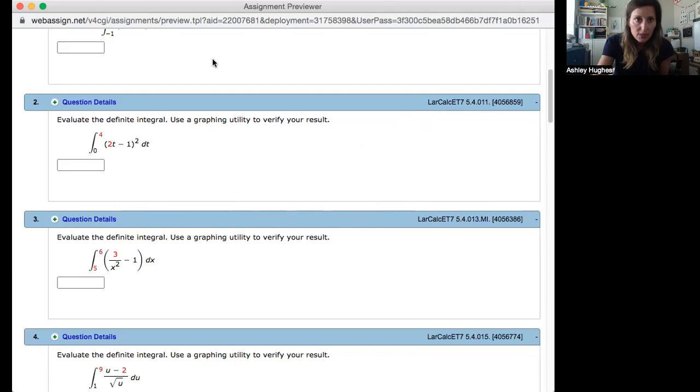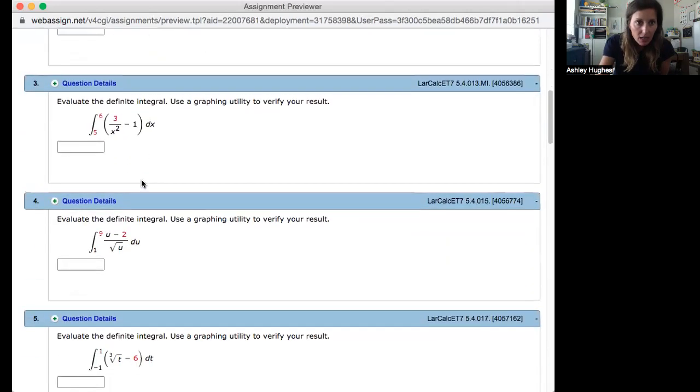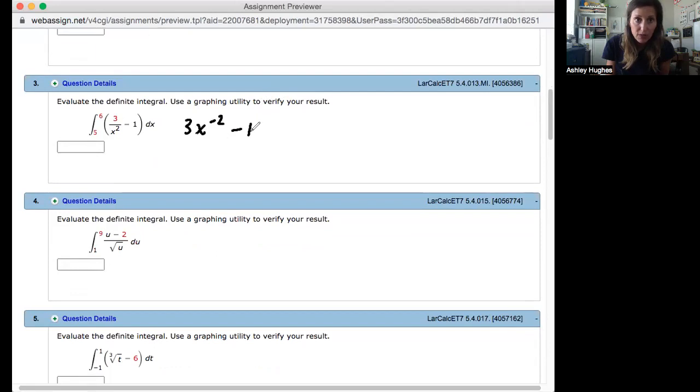All right, let's do this one. I'm just going to talk through a few of these; I won't do all of them. For this one, make sure you rewrite it: 3x to the negative 2 minus 1. When you take the antiderivative, you're adding 1, and there's no shame in writing that down to help you remember what you're doing. 3x to the negative 1 divided by negative 1, minus t. And you're going to plug in the 5 and the 6.